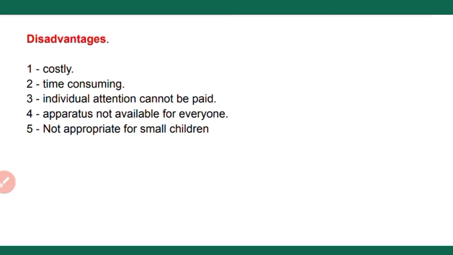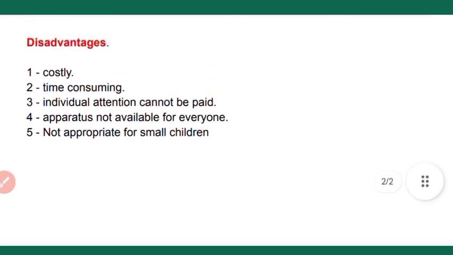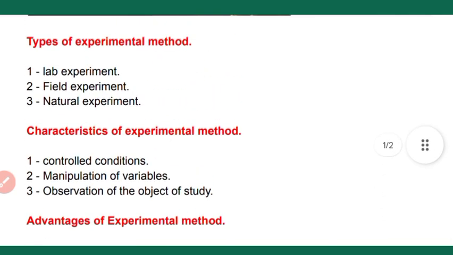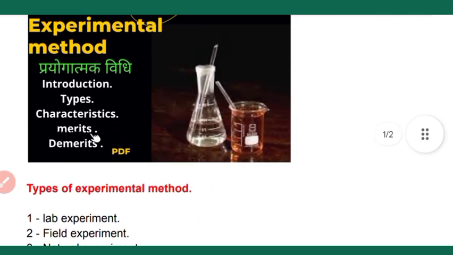Third is individual attention cannot be paid, because teacher shows all these things to the group, so it is not possible for teacher to pay attention to each of the students. Fourth is apparatus not available for everyone, so it is possible that apparatus is not available for every student. Last one is not appropriate for small children. So this type of method, experimental method, is not appropriate for small children. Okay. So these are all the disadvantages.